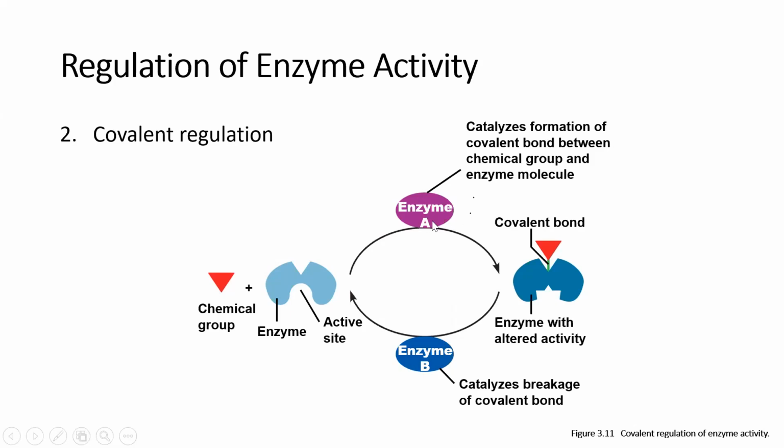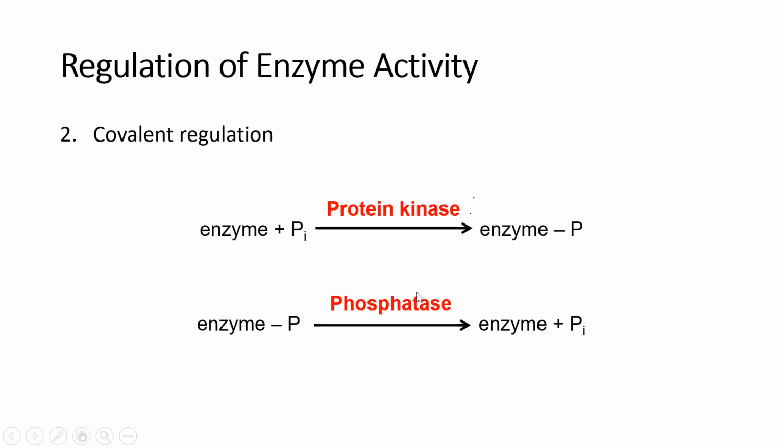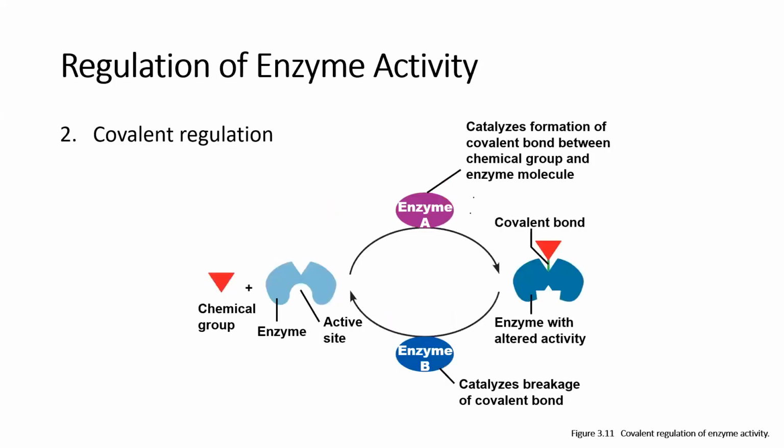So enzyme A and enzyme B can be thought of as protein kinase and phosphatase. These are just examples of enzyme A and enzyme B. And so what happens is enzyme A comes on, it's going to put a phosphate onto this enzyme that we're trying to regulate. And by putting that phosphate on, that could turn this enzyme on or turn this enzyme off. Okay, I'm not going to say that it's going to turn it on, because you have some enzymes that are turned off by being phosphorylated. So it's going to change the activity of the enzyme by having that phosphate bound to it.